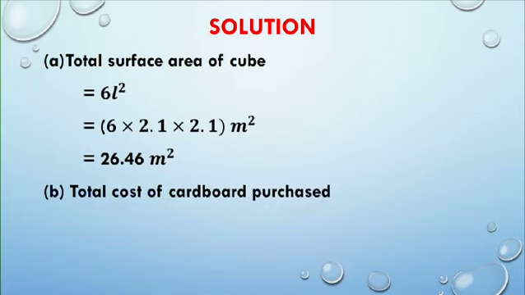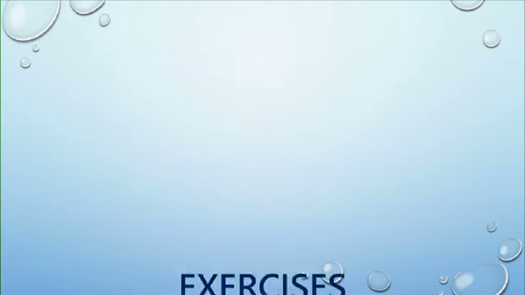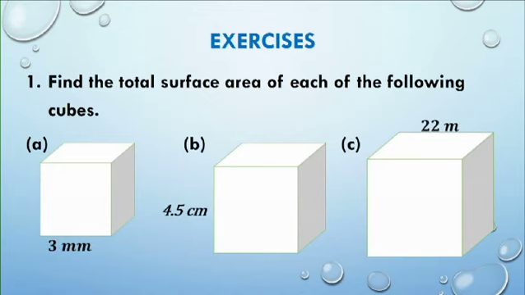Part B now. The total cost of cardboard purchased will be, remember in the question we were told that 1 meter square costs 20 rupees. So for 26.46 meters square, it will be 26.46 times 20 rupees. And this gives us 529.20 rupees.